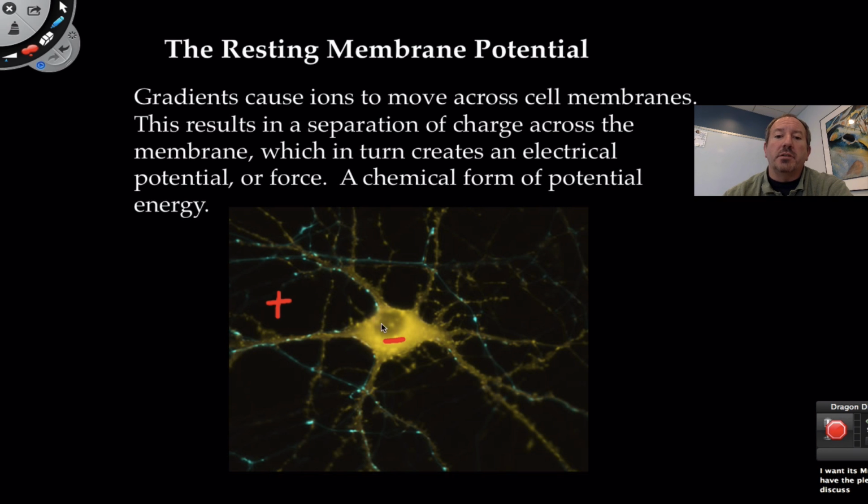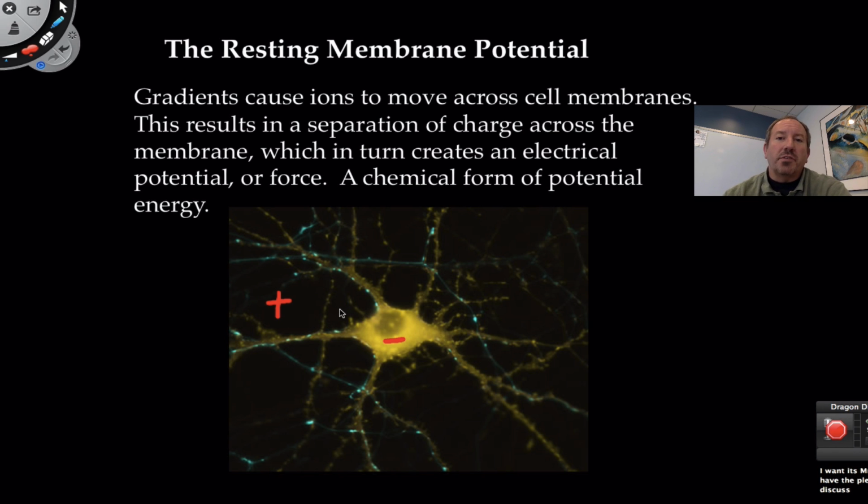And so it's important to understand that at rest, the cell has what we call a differential charge, a membrane potential. And this membrane potential has the ability to do work. So we can create a nerve impulse because of the fact that there's a separation of charge. It's sort of a chemical form of potential energy, a separation of charge.